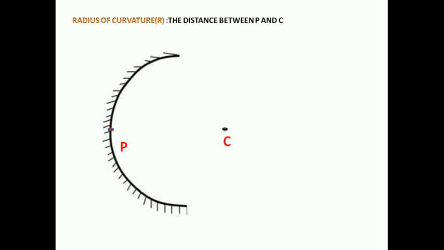The distance between this pole and center of curvature is known as radius of curvature, which is denoted by capital R. Now for that we have taken a concave mirror, and what are these capital P and capital C? We have seen already. Now we are trying to draw a line. What this line represents, that is known as principal axis.